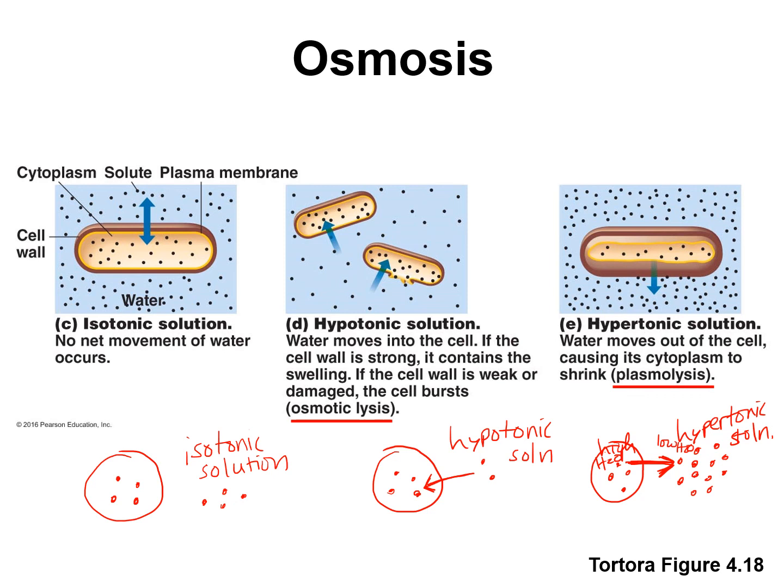And if enough water moves out, we can get plasmolysis. As the water moves out and the cell shrinks, the plasma membrane pulls away from the cell wall and it rips the cell membrane, and that will kill the bacteria.